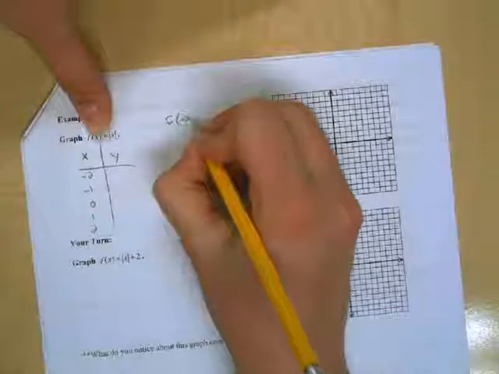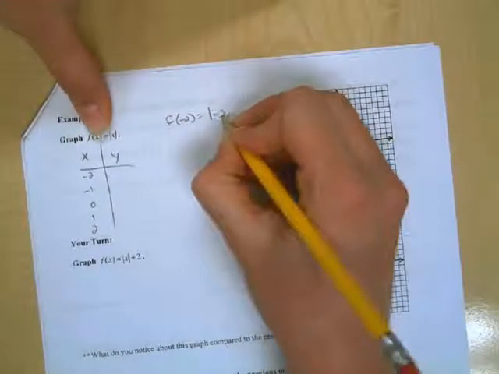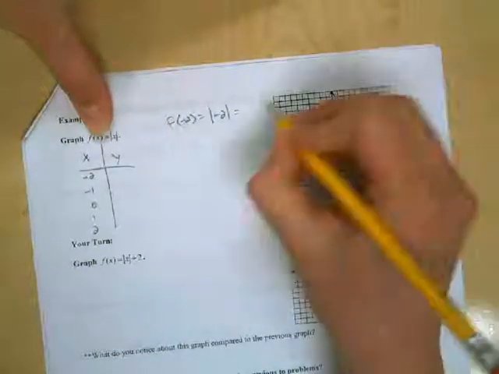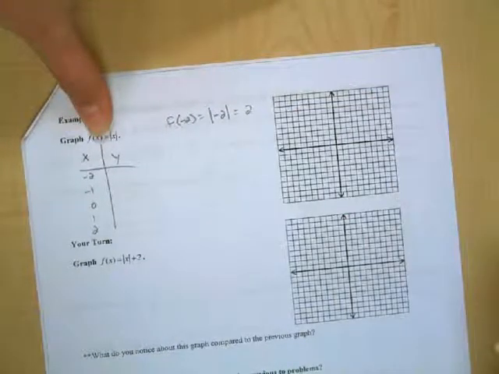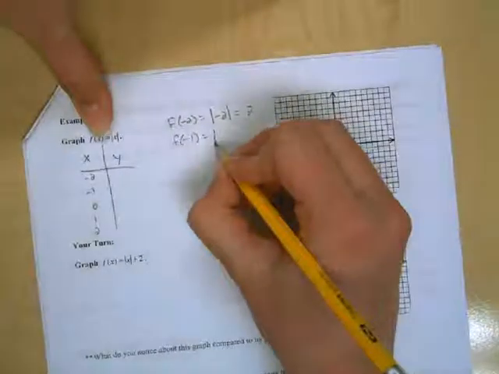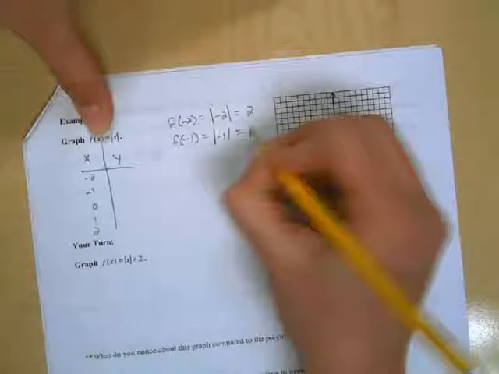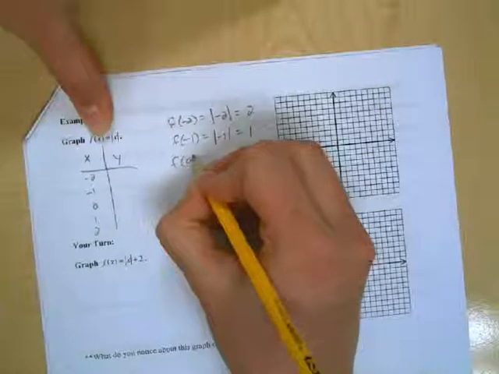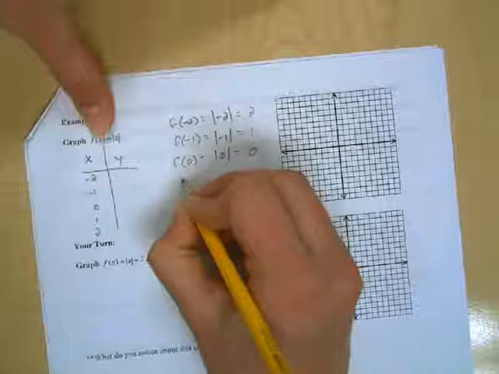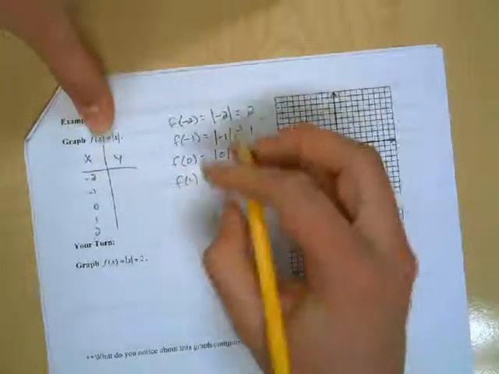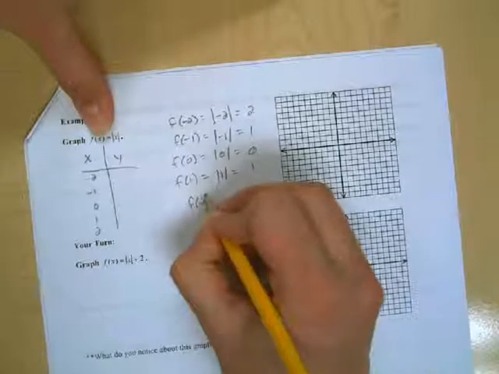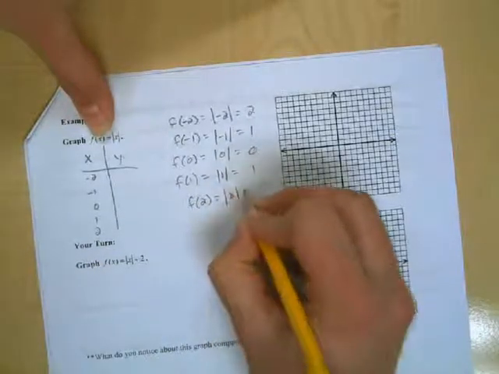So f of -2, absolute value of -2. Remember, absolute value means distance, so we're just going to drop that negative. So absolute value of -2 is just +2. Do that for each one of them. F of -1, absolute value of -1 is 1. F of 0, so absolute value of 0 is just 0. F of 1, absolute value of 1 is equal to 1. F of 2 is equal to the absolute value of 2, which is just 2.